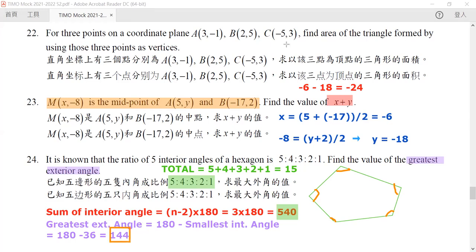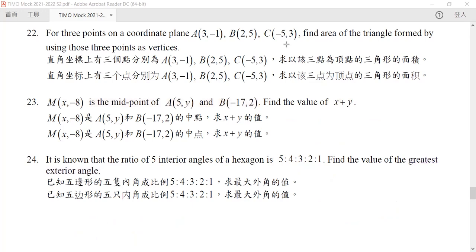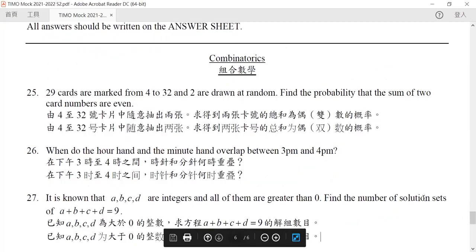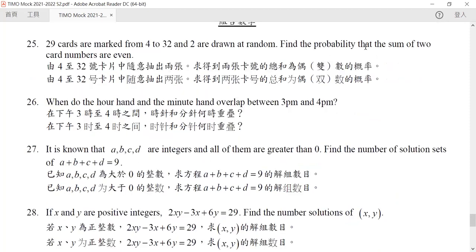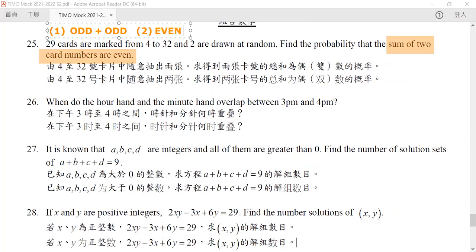Okay, let's go on to talk about the next question, which is our final part. Now, 29 cards are marked from 4 to 32, and 2 cards are drawn at random. Find the probability that the sum of the 2 cards is even. Now, first of all, when 2 numbers sum up to an even number, there are only 2 possible ways. One is an odd number plus another odd number. And two, an even number plus another even number. So let us consider these 2 conditions separately.